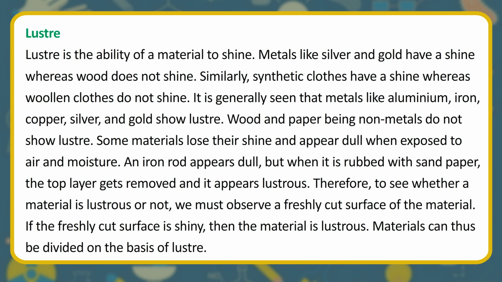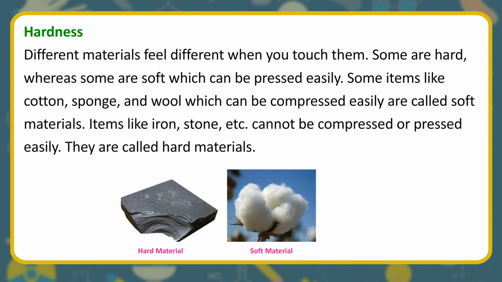An iron rod appears dull, but when it is rubbed with sandpaper, the top layer gets removed and it appears lustrous. Therefore, to see whether a material is lustrous or not, we must observe a freshly cut surface of the material. If the freshly cut surface is shiny, then the material is lustrous. Materials can thus be divided on the basis of luster.